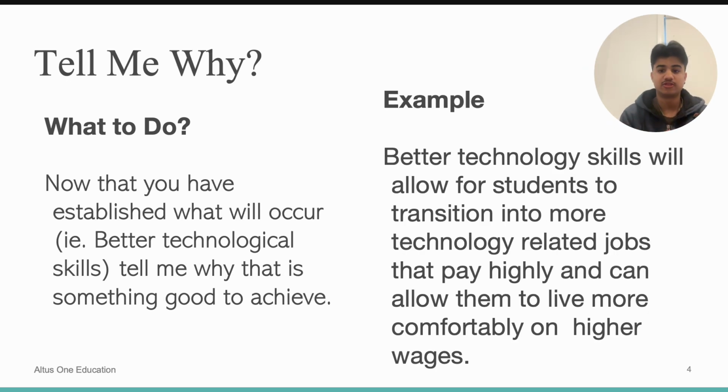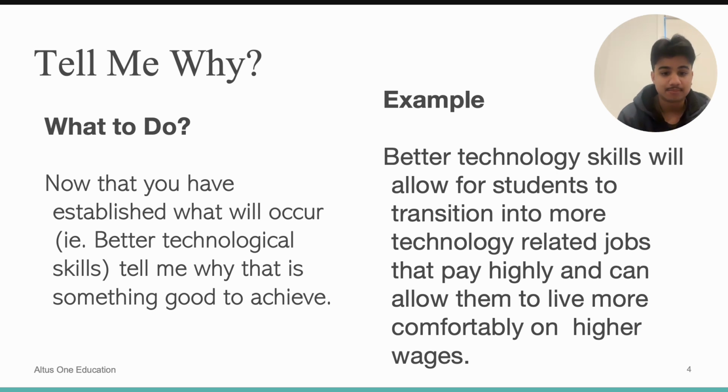Now this brings to the third and arguably the most important step in a persuasive argument. And this is telling me why what you have said is genuinely important. And this is the step that students most often miss out on, because they can come up and say that you get better technological skills, and then they can explain why you can get better technological skills. But me as a reader, or me as a marker, or someone you're trying to convince, isn't really sure as to why we actually want to achieve better technological skills. So why is what you're telling me actually important?